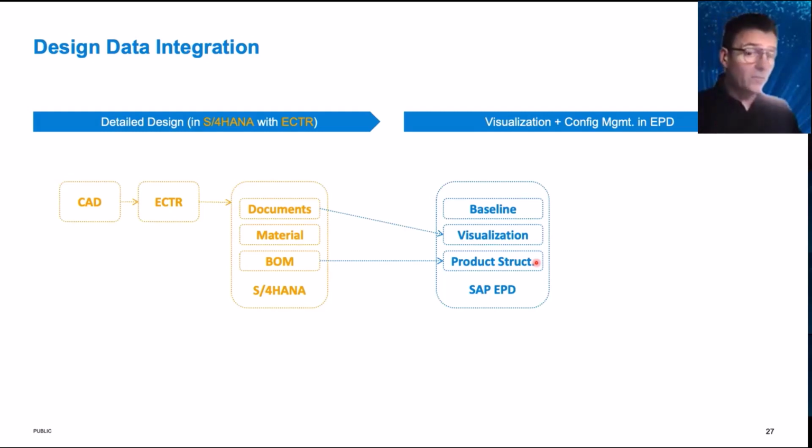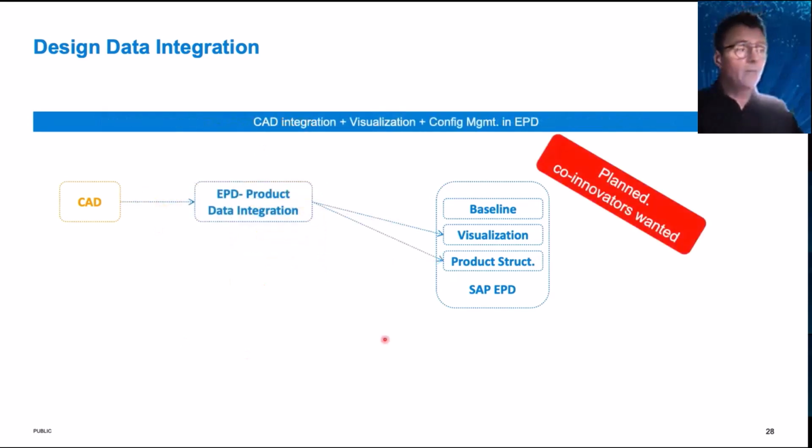Now, if we go further in the future, and that's where we started already the journey together with our partner DSC, where we're already building engineering control center today, we are also building a new capability in EPD where we directly want to integrate product data or CAD files into EPD. So without the need of having the S4 system in between, we can directly manage CAD files in relation to the product structure, derive the visualization, and then we are right away here in EPD. So that's basically where we started our journey.